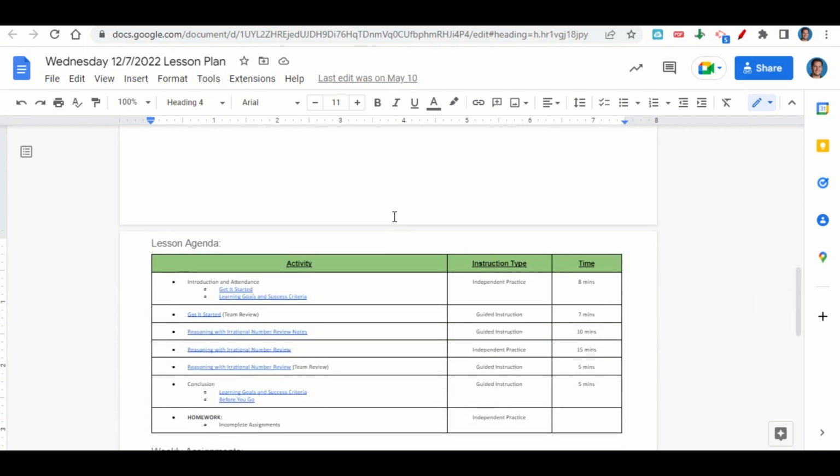Now let's take a look at our agenda for today. We will begin by going over the learning goals and success criteria. While we do that, you'll fill out your Get It Started. Once you've completed your Get It Started, we'll go over it together and answer any questions that you may have.